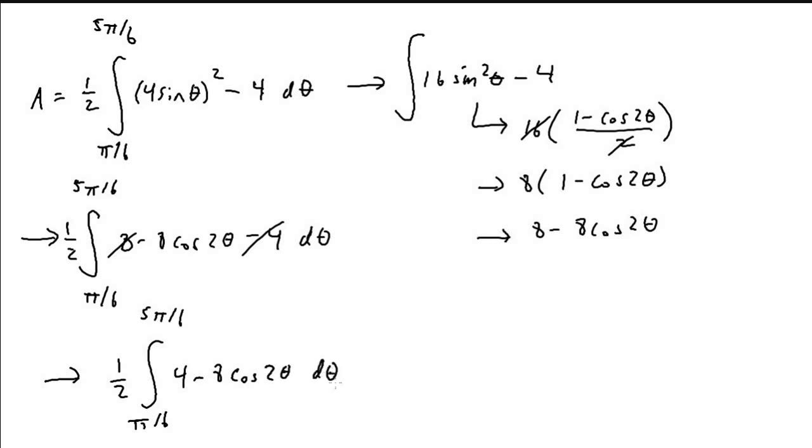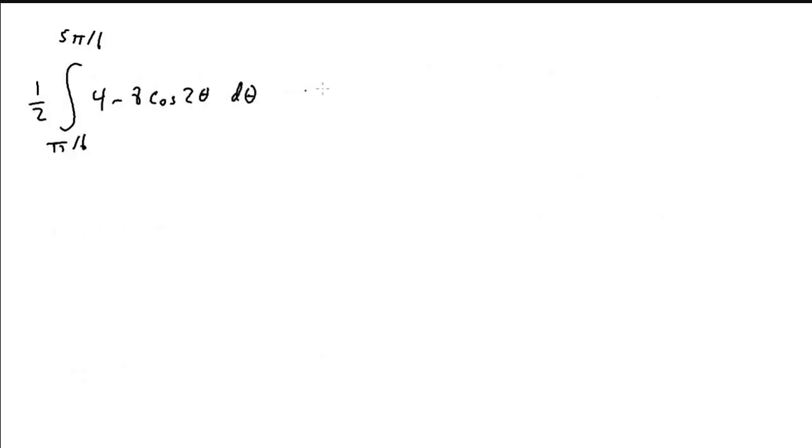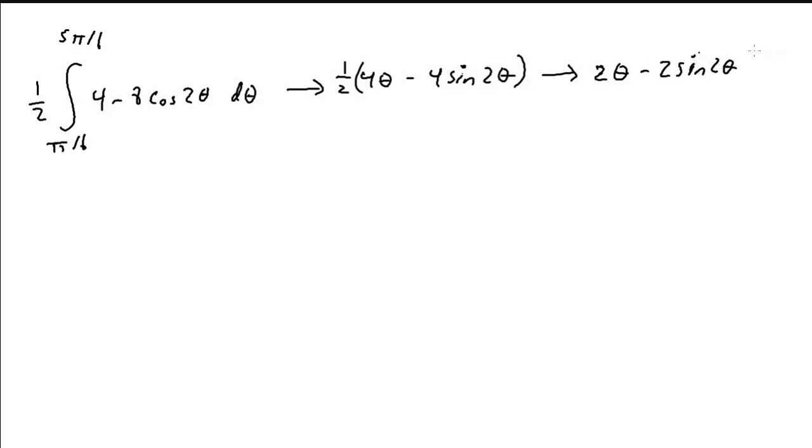And so now we can integrate. So the integral of 4 is just 4 theta, and the integral of negative 8 cosine of 2 theta is negative 4 sine of 2 theta. And don't forget, we do have the 1/2 out front, so if I distribute the 1/2, we'll get 2 theta minus 2 sine of 2 theta. And once again, our bounds are going from pi over 6 to 5 pi over 6.